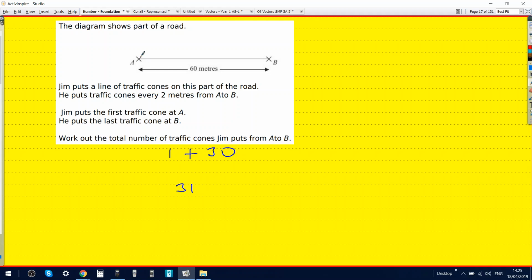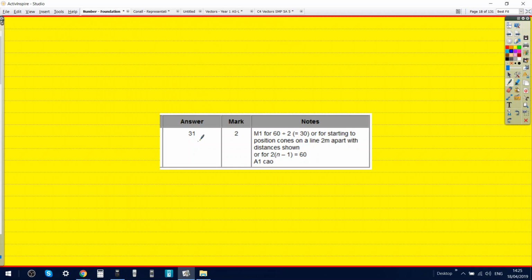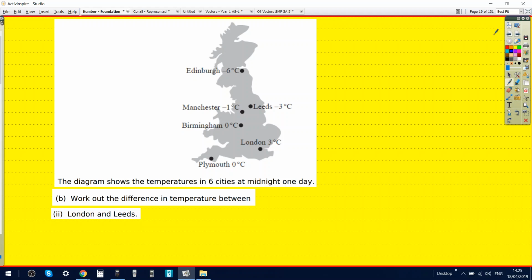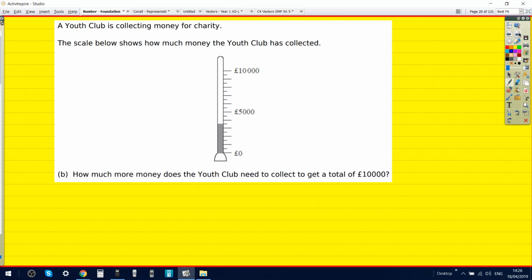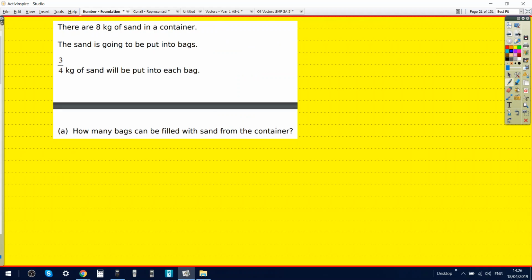If you do put it every 2 meters, the first one is 2 meters, second is 2 meters, third is 2 meters. But the first one actually started at 0. So they put one at 0. And that's just something to watch out for. Okay. We're fine for that.